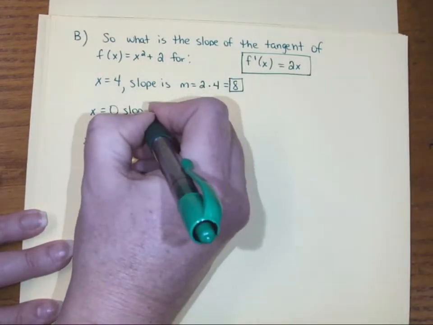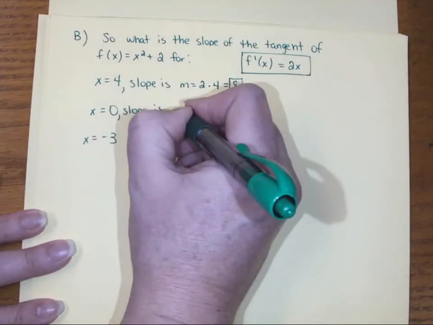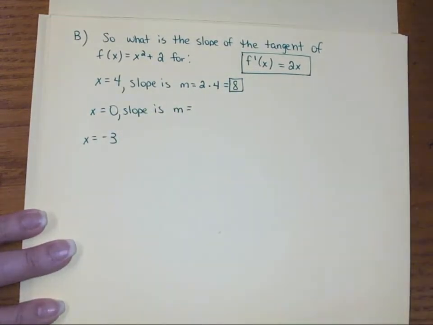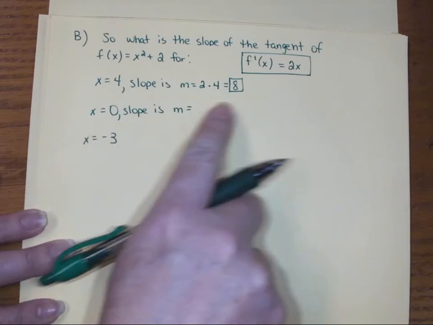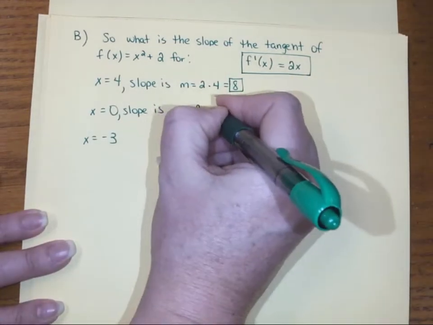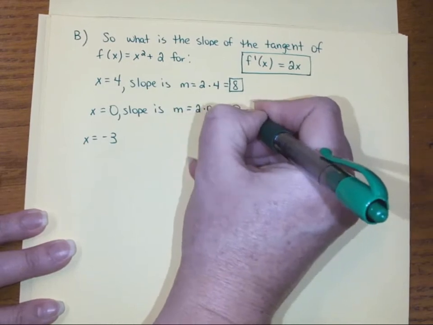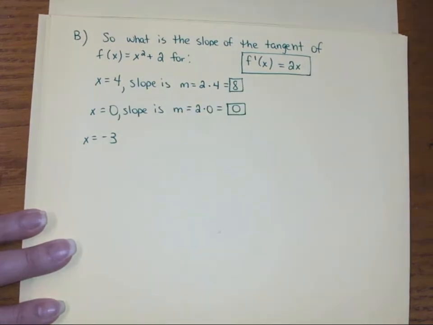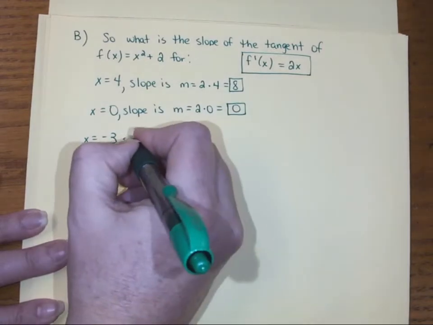If you change the x value like we do here, notice the slope will change also, right? So if we want the slope when x is 0, it's still following this pattern or this equation. So it's going to be 2 times 0, or a slope of 0. Remember what kind of lines have slopes of 0? It means that the tangent line is horizontal at that spot.